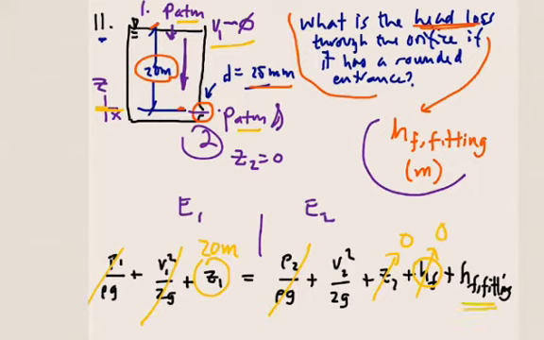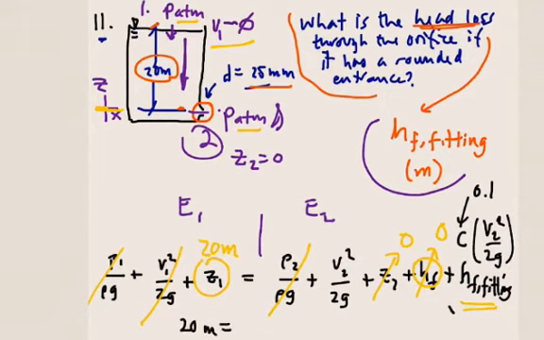So we just have this term, and we know from the FE material that HF can be rewritten as C times V2 squared over 2G. And the C value is 0.1. So if I rewrite my equation, I know I have 20 meters is equal to 1 head loss here, plus 0.1 head loss, so it's 1.1 V2 squared over 2G.